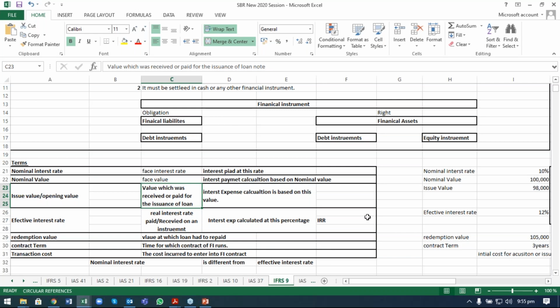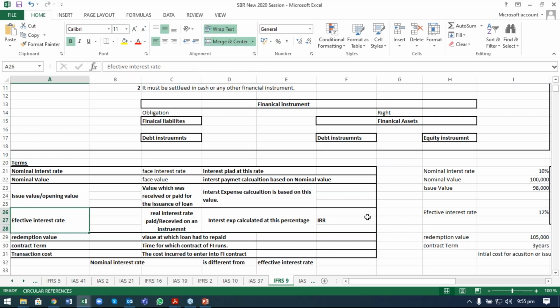But if you have issued a document at discount, say you have issued a 100,000 nominal value document at $95,000 cash, then the issuance value or opening value of that instrument is 95,000 rather than 100,000, right?